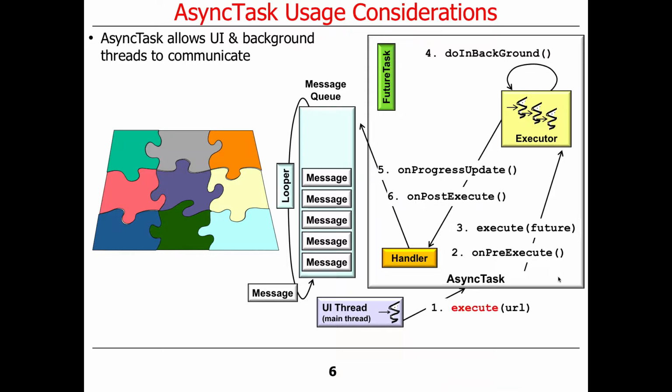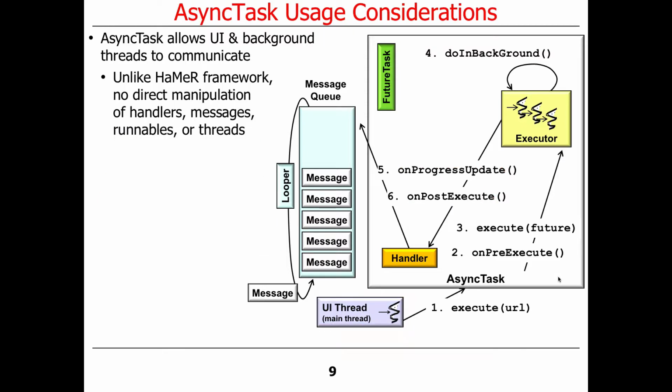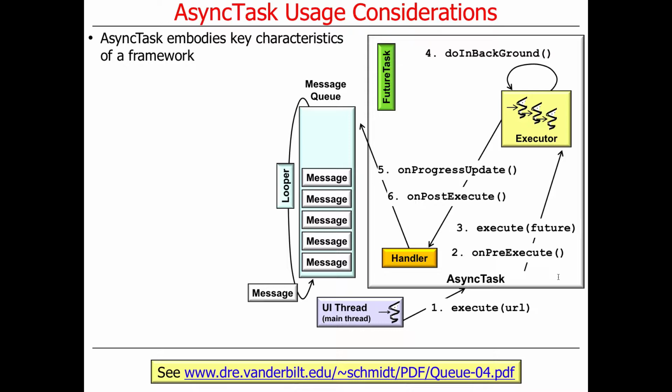So you just say execute, give it some parameter or parameters, and it goes ahead and, as we saw, makes those parameters run in a thread from a background executor. And then if you want to publish the progress, they'll end up showing up in the UI thread. If you want to do on post-execute, that'll show up in the UI thread. And unlike the Hammer framework, which is used to build this thing internally, by the way, you don't have to know anything about handlers, messages, runnables, threads. All that stuff is abstracted away from you. So it's hidden, and you just have to focus on your logic.